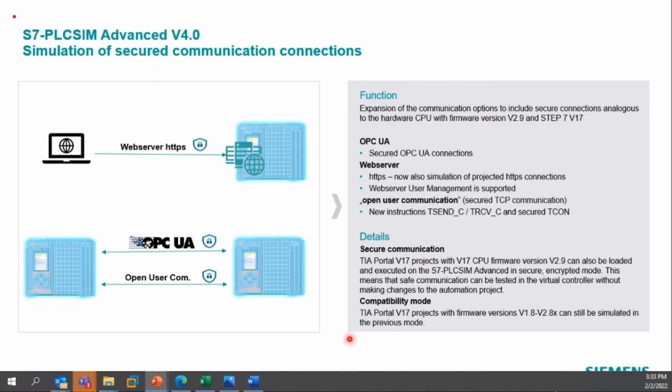Then with PLCsim version 4.0, we also have secured OPC UA communication. Because nowadays we are always talking about the security part, for checking that part we also need the flexibility to check in a virtual world. So in version 4.0 we also have the flexibility of checking OPC UA, and the web server HTTPS simulation can also be done, and secured open user communication with TCP communications like TSEND and TRCV and secure TCON blocks can also be simulated.